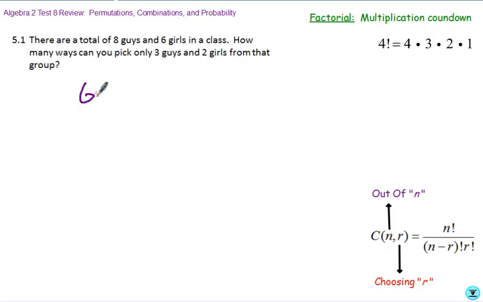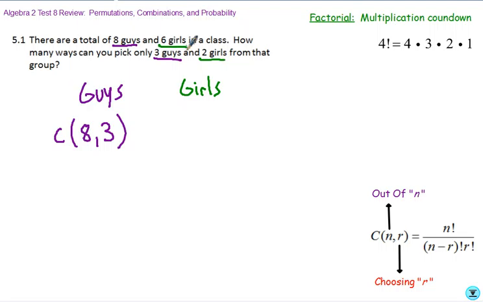We got to figure out how many different ways could you pick 8 guys. I'm sorry, we're not picking 8 guys. We're picking 3 guys from 8. So from 8, we're going to choose 3. And then the other thing we're looking at is another combination would be for girls. How many different ways could we pick 2 girls from a total of 6? So six girls, we're choosing 2.